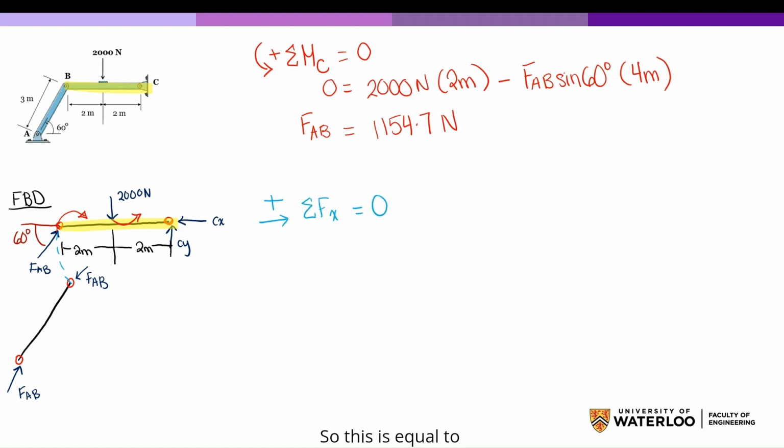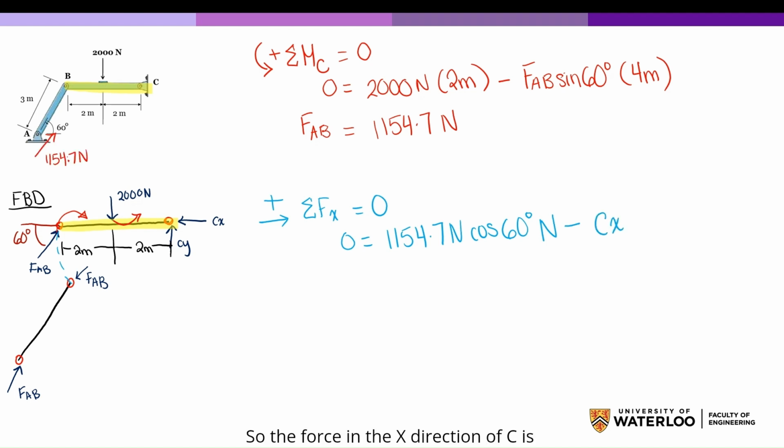Next, we take the summation of forces in the x direction, which is equal to 0. So this is equal to 1,154.7 newtons times cos 60 degrees minus the force at Cx. So the force in the x direction at C is equal to 577 newtons.